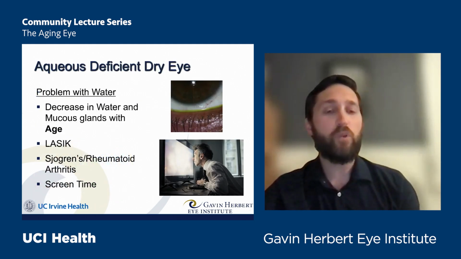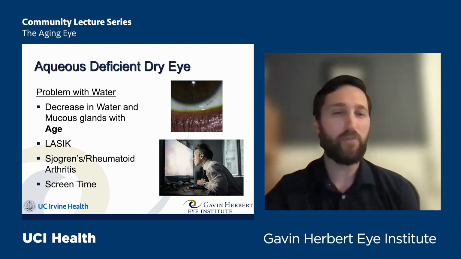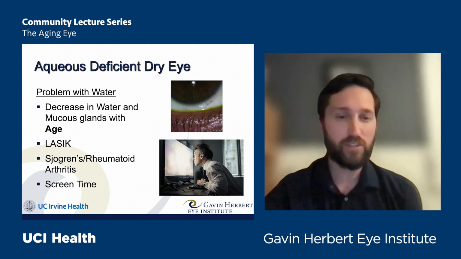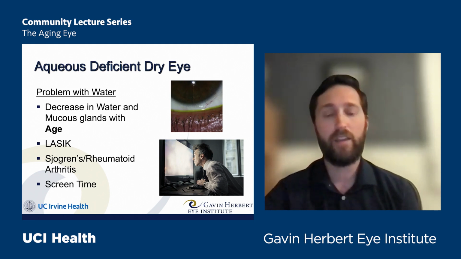The first one is what we call aqueous deficient dry eye, which is problems mostly with the water. So people will often complain of intermittently blurry vision, often when they wake up in the morning, or maybe when they're using their screens or reading a book or watching TV, it'll kind of become blurry, and then they either need to rest their eyes or blink it out, and it'll come back again.